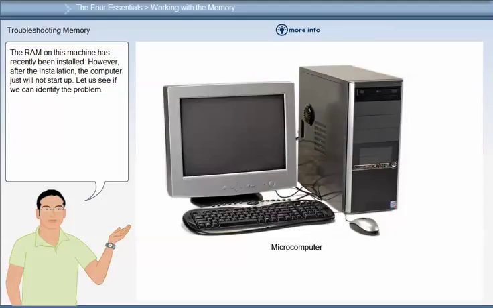The RAM on this machine has recently been installed. However, after the installation, the computer will just not start up. Let us see if we can identify the problem. Do you remember the basic steps we must follow before we open up the machine for any kind of troubleshooting? Click Next for a recap.